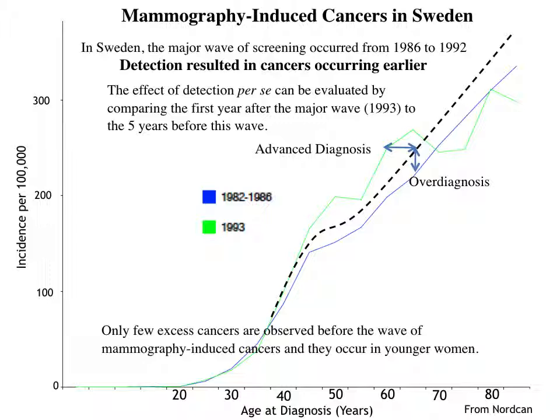In Sweden, the major wave of screening occurred from 1986 to 1992. Detection resulted in cancers occurring earlier. The effect of detection per se can be evaluated by comparing the first year after the major wave, 1993, to the 5 years before this wave. Only few excess cancers are observed before the wave of mammography-induced cancers, and they occur in younger women.